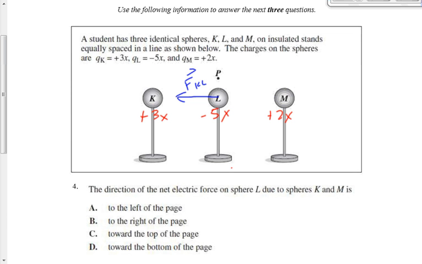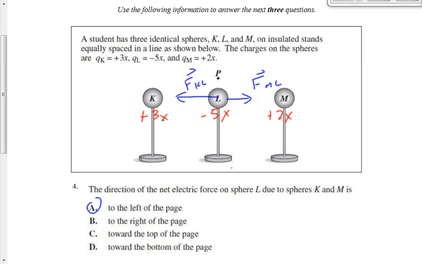Now, is that force of M on L bigger or smaller than the force of K on L? In other words, do we draw it like this, or do we draw it like this? Like that? Why? How do you know? Good. The only thing different in the equation to solve for FKL and FML, and we don't know all the numbers, would be the value of the second charge. Here it's 3, here it's 2. Bigger charge, bigger force. So we should draw it like that. That means the net force is acting to the left, right? So the answer is going to be A, to the left of the page.